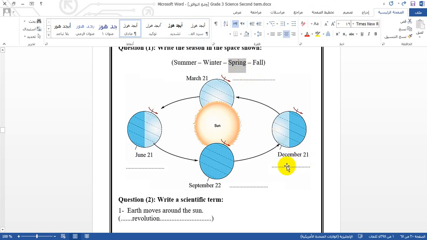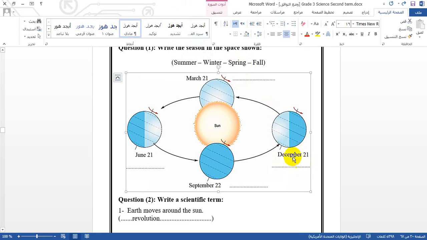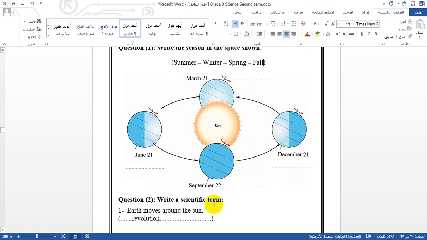December 21. What can we write here now, if you remember? Winter. We should write here December 21 is winter. Okay, what about September 22? September 22 is fall. So again, we write fall here, and here winter, and here spring.